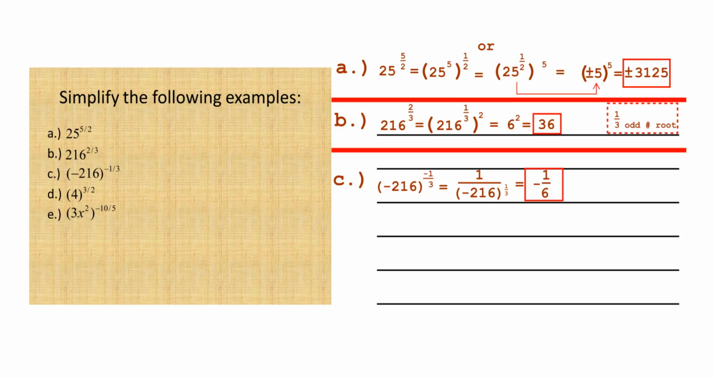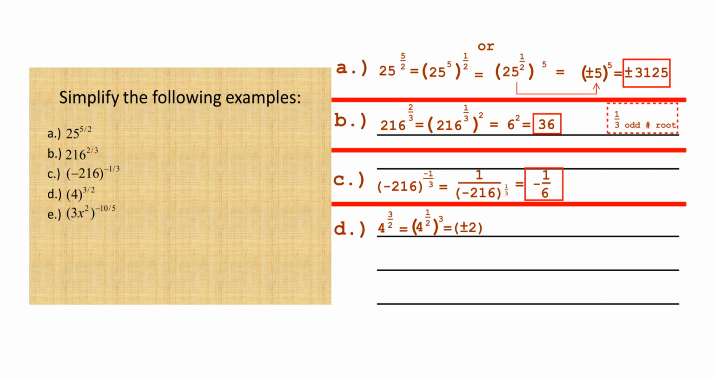Okay, so let's go on to the next one then. D, we have 4 to the 3/2. And once again, we can split it either way. Exponent first or root first, your choice. But I kind of prefer the root of 1/2, right? And then the exponent of 3. So what number times itself twice will give you 4? That's pretty easy, right? 2 times 2 gives us 4. So yeah, plus or minus 2, because it's an even root. Once again, in the previous one, on C, we didn't need a plus or minus. All we needed was a negative on that number. Agreed?